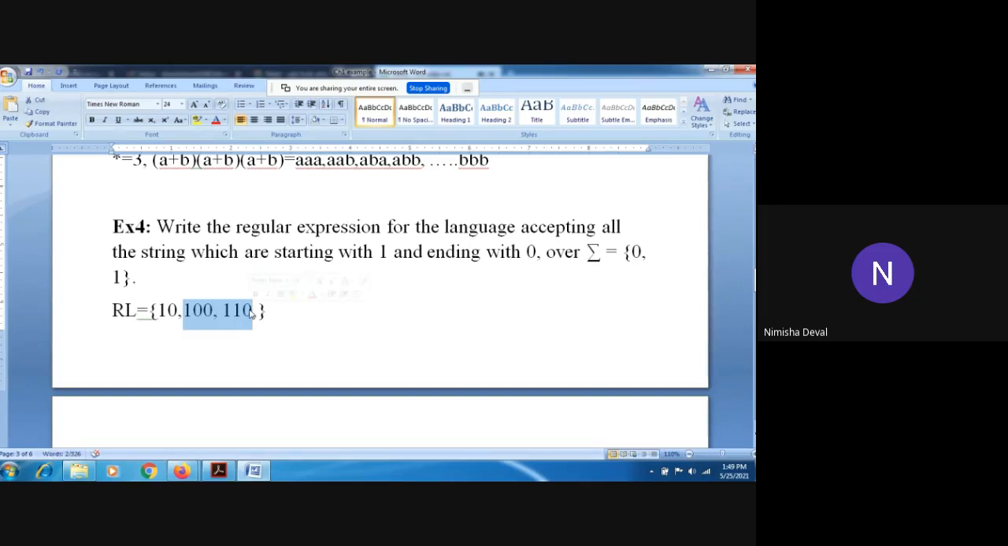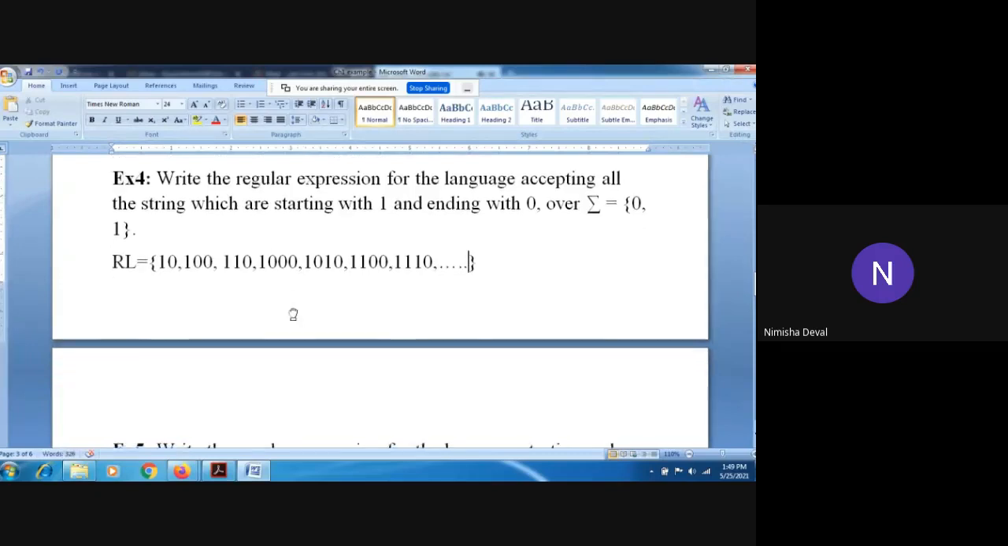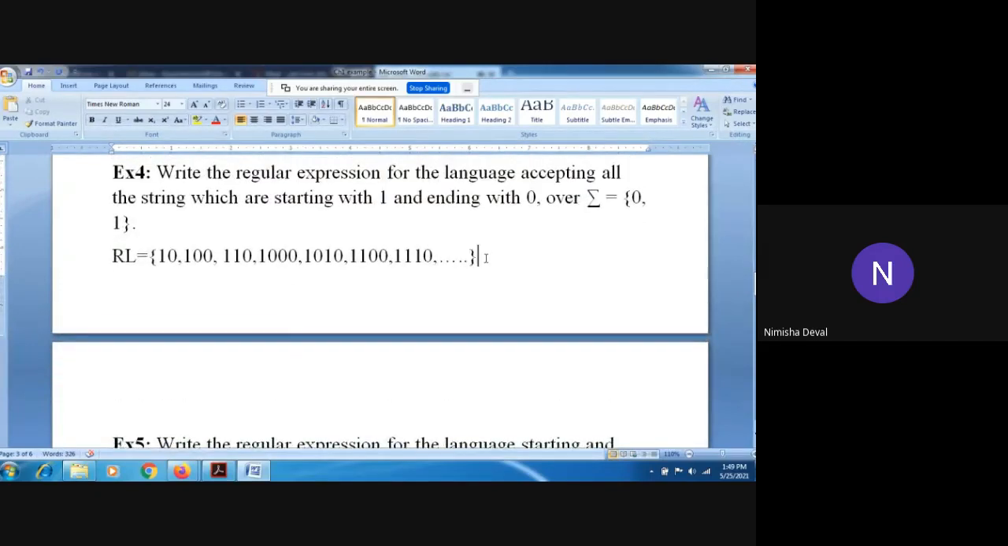Okay. There will be occurrence of 0 or occurrence of 1. Then another combination is like this: 1 0 0 0 1 0, 1 0, 1 1 0 0, 3 times 1 0, and this process is going on. Okay. Now according to this, can you design the regular expression?